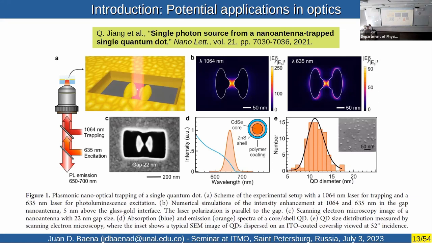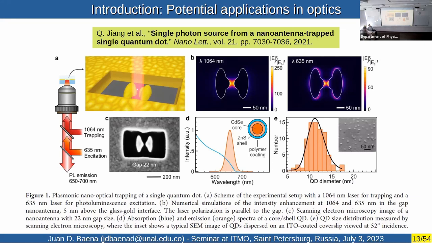Nano antenna is difficult, but nano source is much more difficult. There is this paper by Gia and others in 2021, proposing to place a quantum nanodot at the center of this bow tie antenna. Maybe that could be an option.